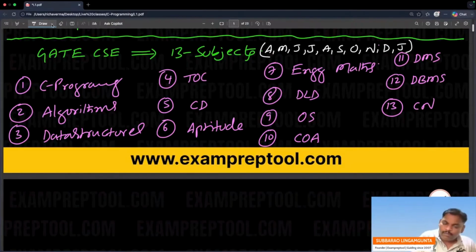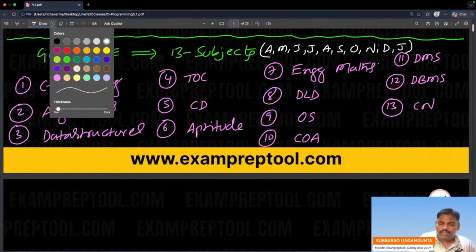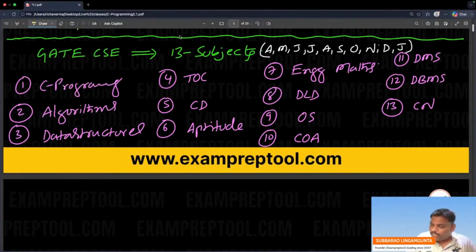But remember everyone, not only studying these 13 subjects, you have to do practice also. So out of these, how many months are there? 1, 2, 3, 4, 5, 6, 7, 8, 9, 10. Exactly 10 months. January month end, automatically the exam will come in February. There are 10 months, 13 subjects.